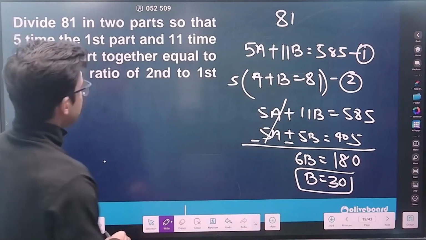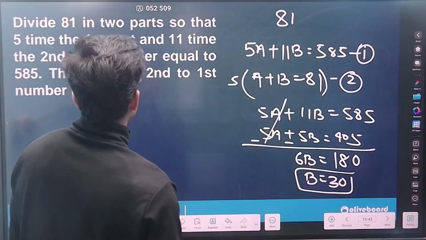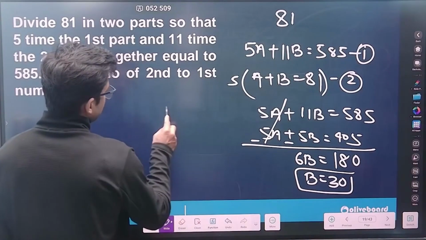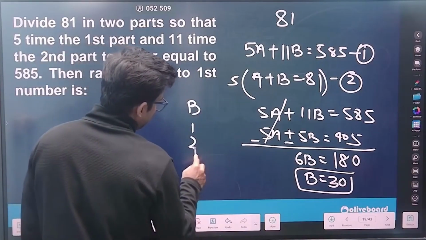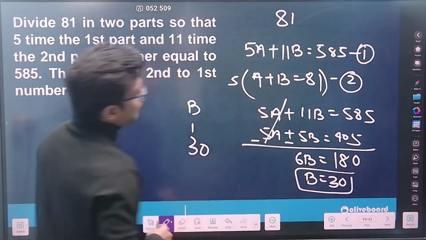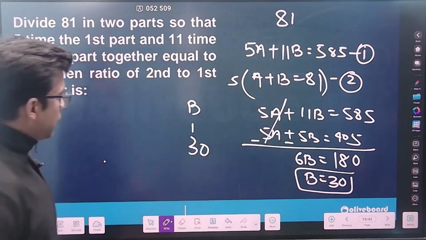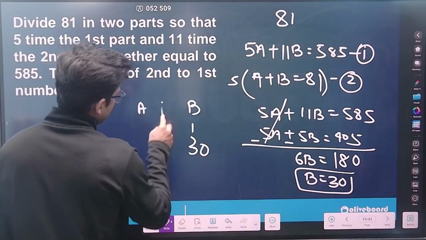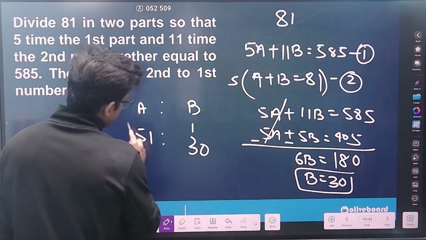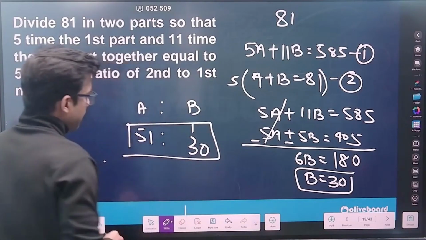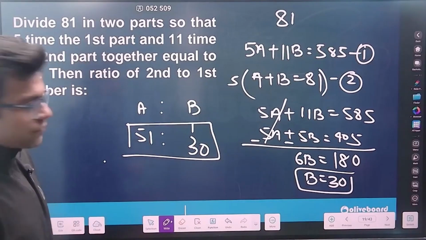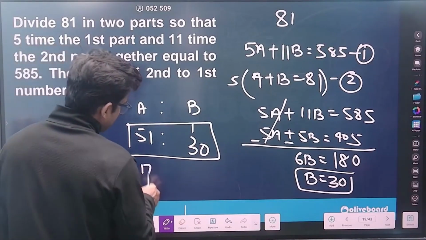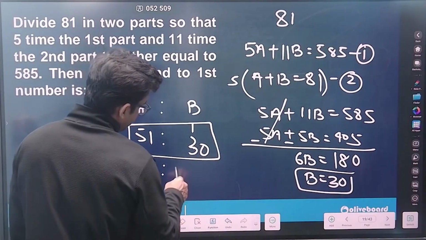Now B is 30, then the ratio of second number. So if B is 30, second number is basically 30, na? So B is 30, and A plus B is basically 81. Then what is A? Then A must be 51. So the ratio would be 51 is to 30. Or you can say the ratio in the simplest form, 17 is to 10.